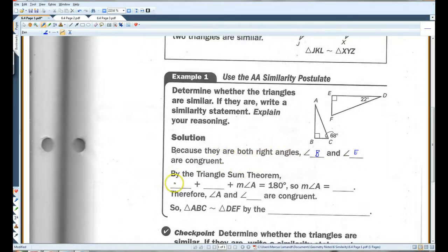By the triangle sum theorem, 68 plus 90 plus the measure of angle A has to be 180 degrees. So the measure of angle A is 22 degrees. Therefore, angle A and angle D are congruent. So these two triangles are similar by the angle-angle similarity postulate.